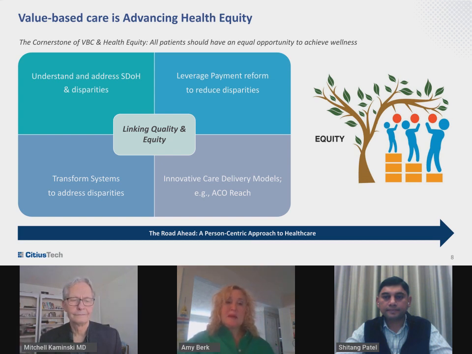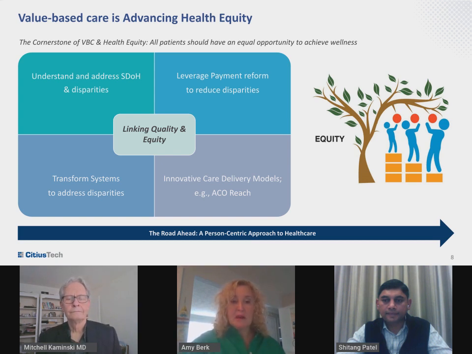How is it that we can then leverage payment reform to reduce disparities? And the CMS ACO REACH model points to this as an example, right? A new innovative model, as in the right bottom quadrant there, the ACO REACH model is really thinking about how we can bring community-based organizations into the landscape of value-based care and reimburse for social outcomes, right? And then thinking about how we transform systems to address disparities. So it's going to take a village, right? And how we think about the payer and provider relationships and community-based partnerships is going to be very inherent as we advance health equity.